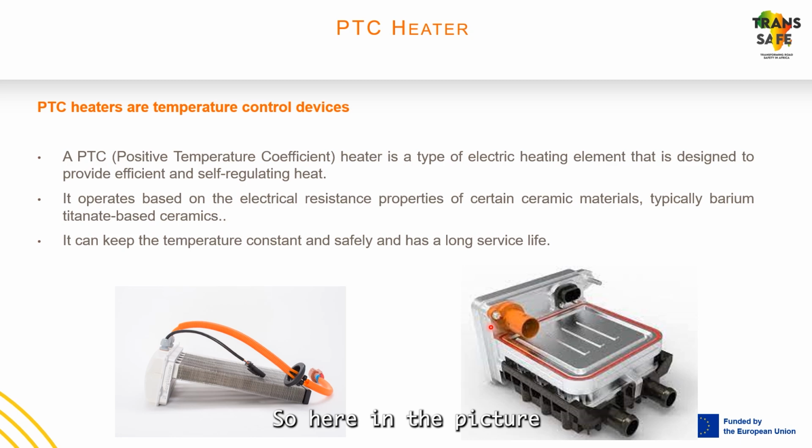So here in the picture we have two kinds of PTC heaters. The first one is the air heater. It's gonna heat the air. We have this in the cabin. When we activate this, it's gonna create heat, and with two blowers, we're gonna blow heated air into the cabin in order to activate the calefaction.